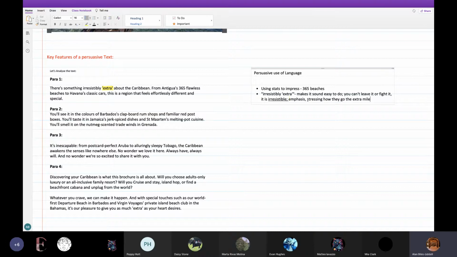And it's that idea, emphasis there, and it kind of stresses how they go the extra mile. Okay, good. Elfrida, still with paragraph 1, is there another word which we've got, irresistibly, extra? Is there any other word that sounds as positive in its sound as irresistible elsewhere in that paragraph?